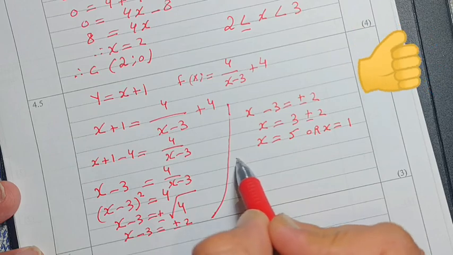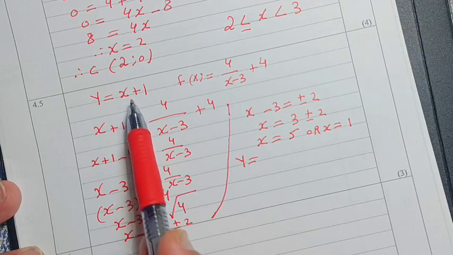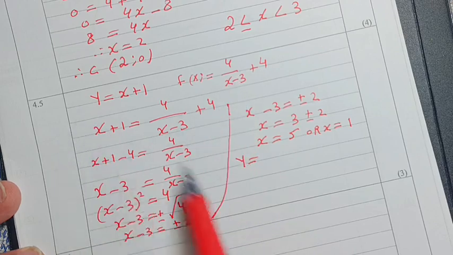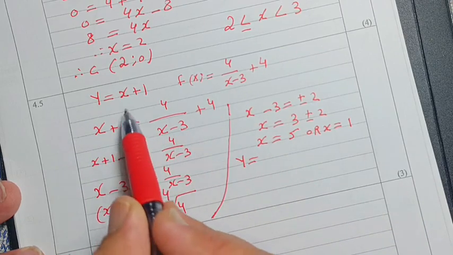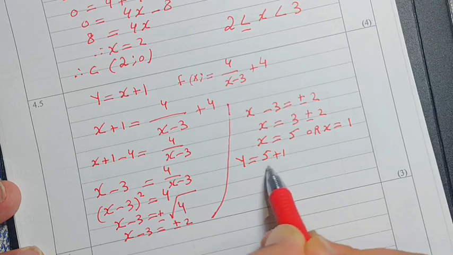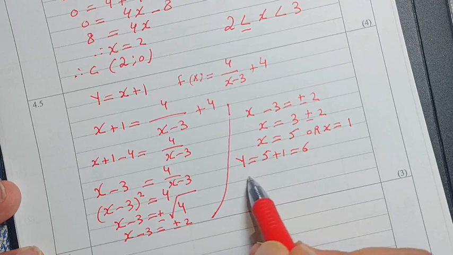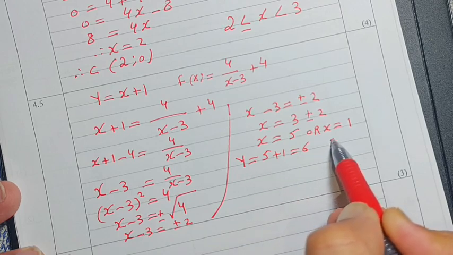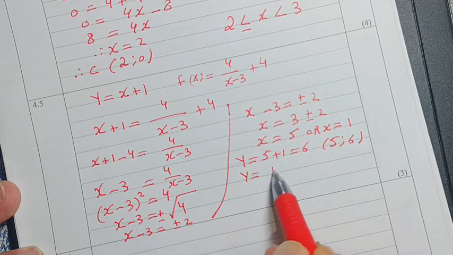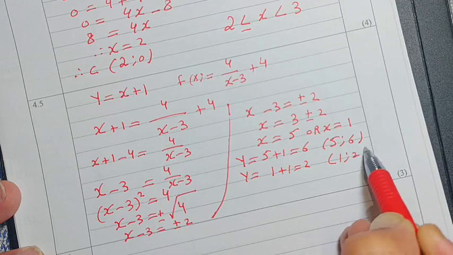To get the y value, I substitute 5 into the axis of symmetry, or you can substitute here, the same answer is going to be. So in place of x I'm going to substitute 5. So 5 plus 1 becomes 6, which means x is 5 and the y value is 6. Now the second one, 1 plus 1 is 2, so x is 1, y value is 2.